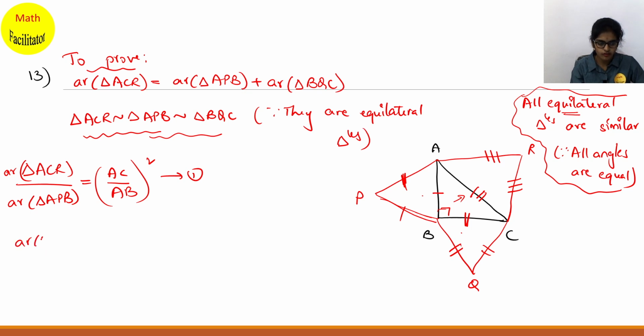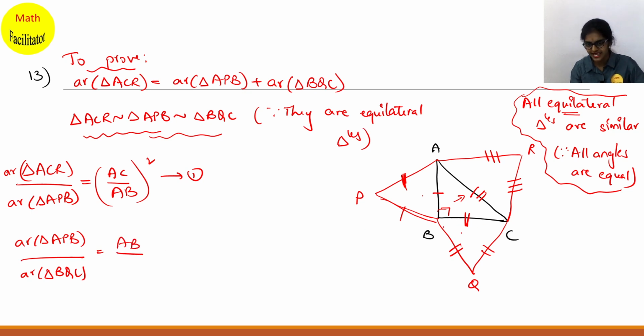So area of triangle APB divided by area of triangle BQC is what? It is nothing but AB, one side of APB, divided by BC, the side of BQC, whole square. This we are doing using theorem 8.4.